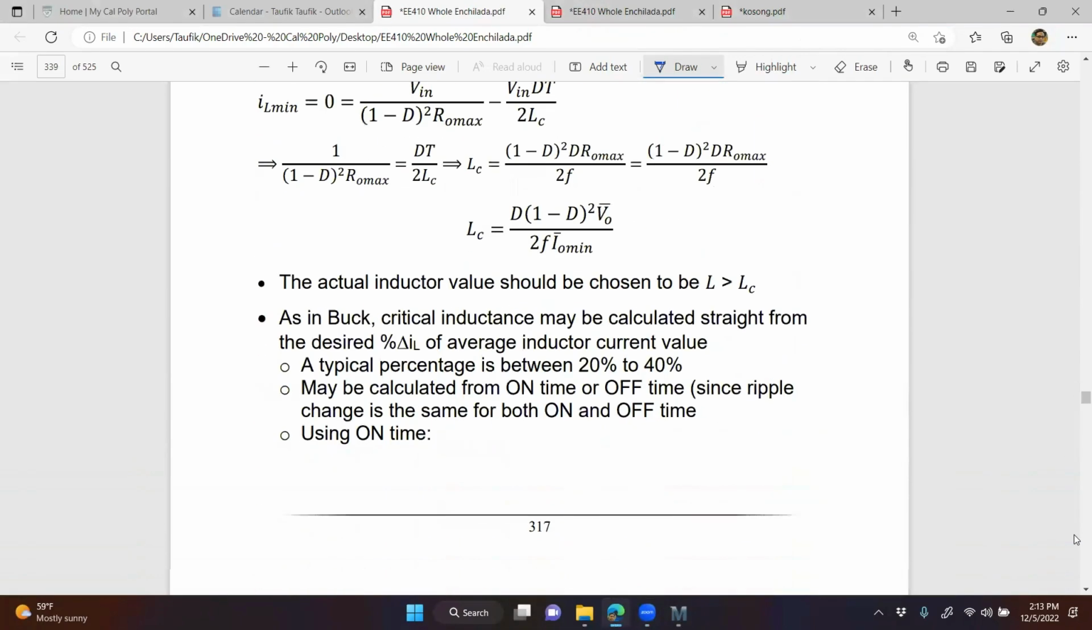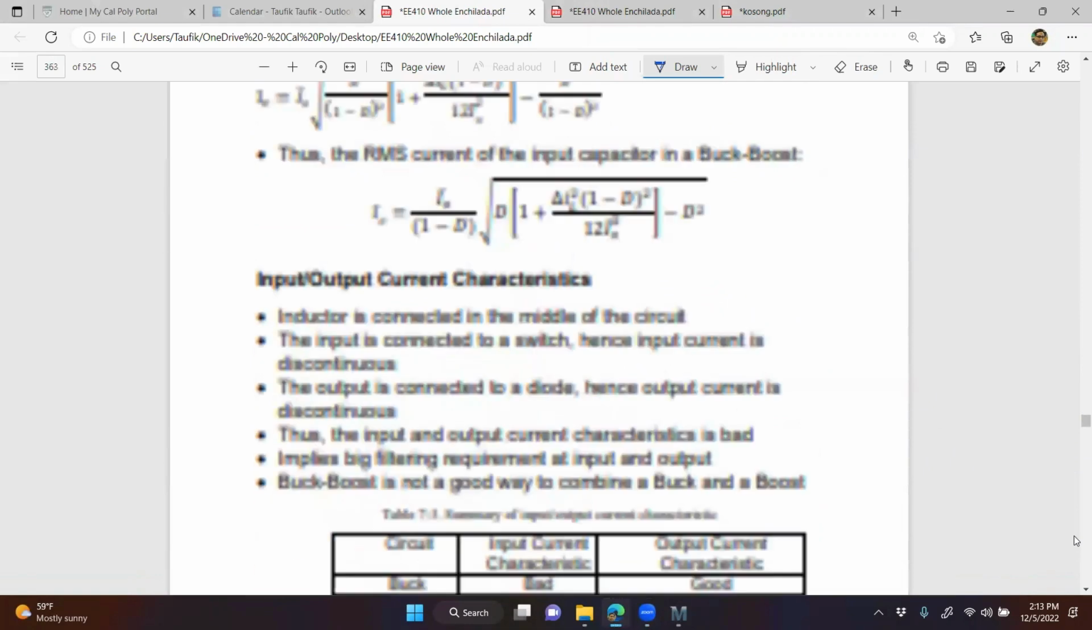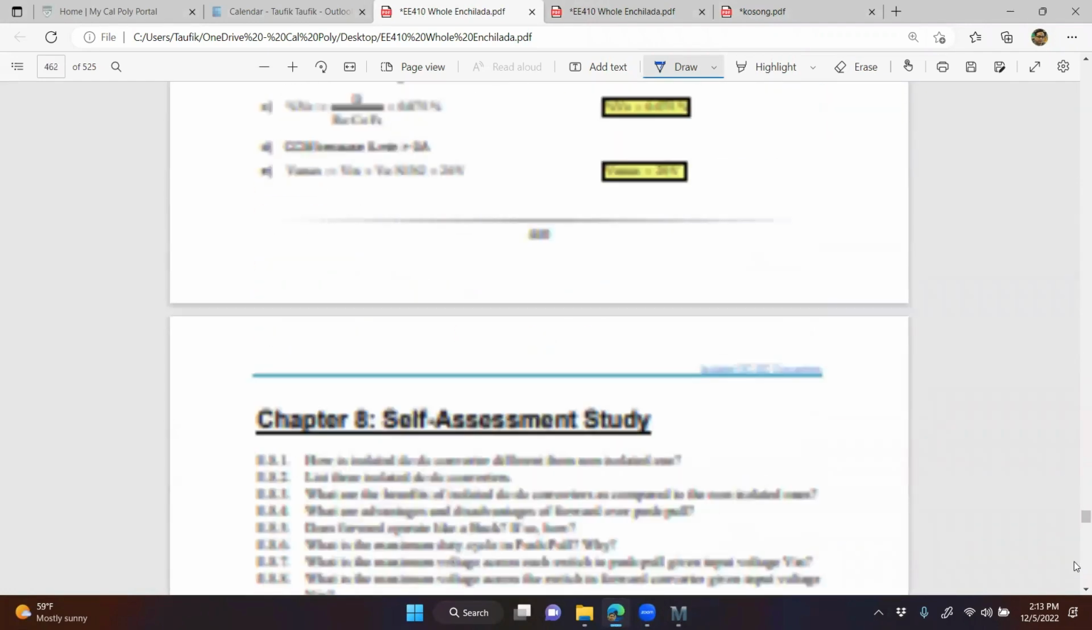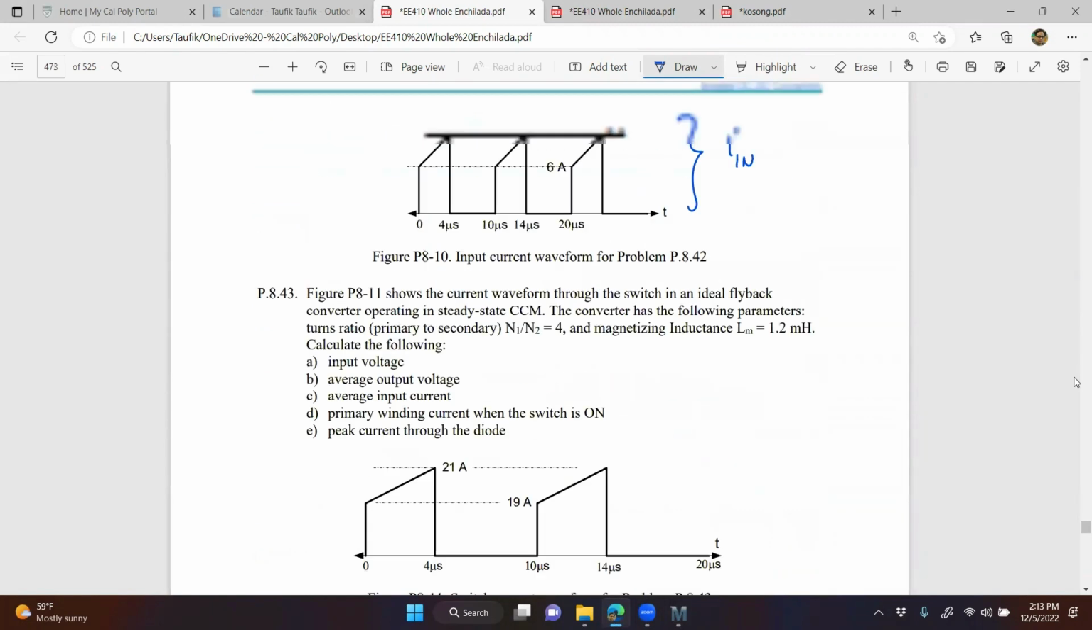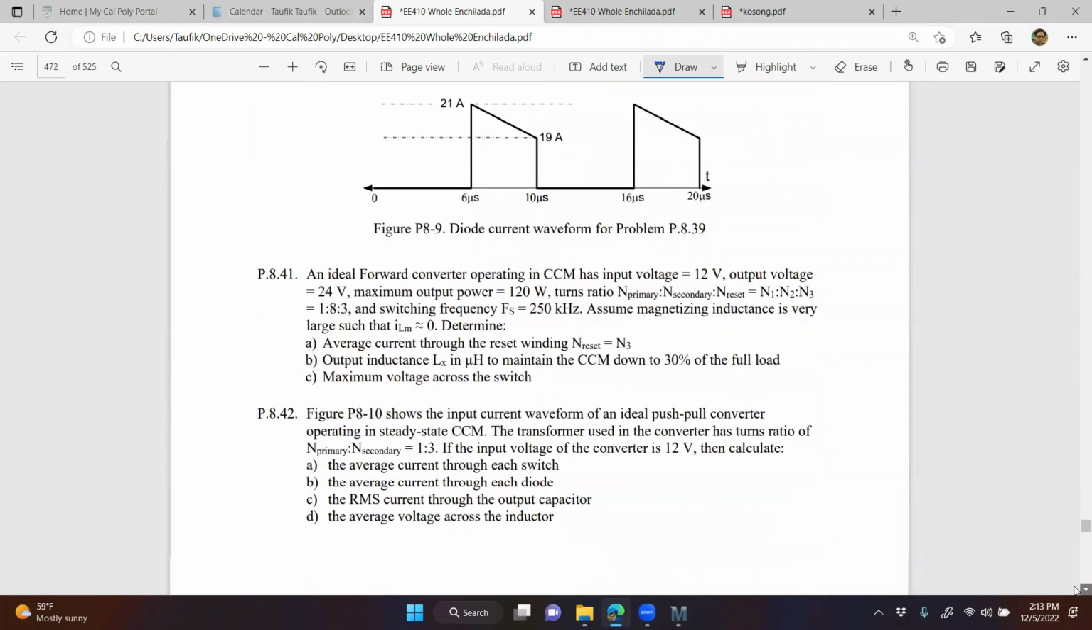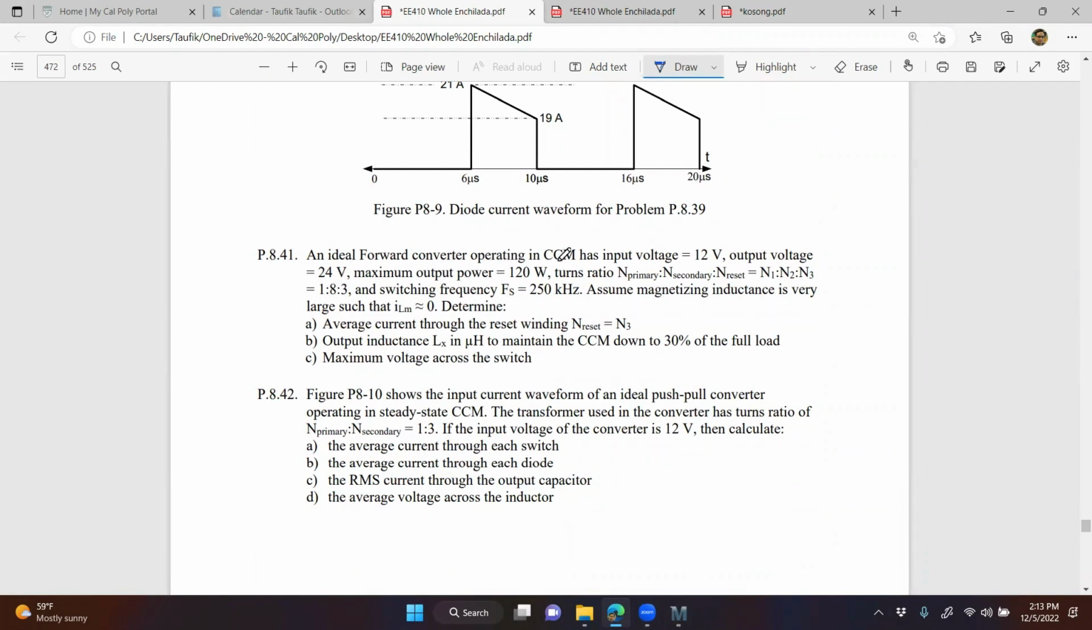If not, I was going to do the example on forward converter. Let's look at the forward converter. We did push-pull. Just right before it, 841, I believe. Yeah, right here. An ideal forward converter operating in CCM has input voltage 12 volts, output voltage 24, maximum output power of 120 watts, and then we have duty ratio, switching frequency. It's the same thing as before.